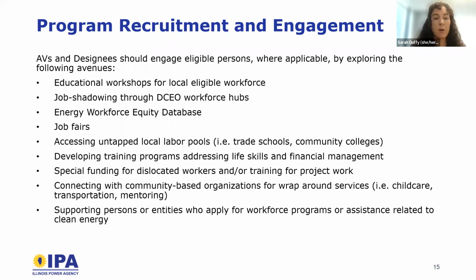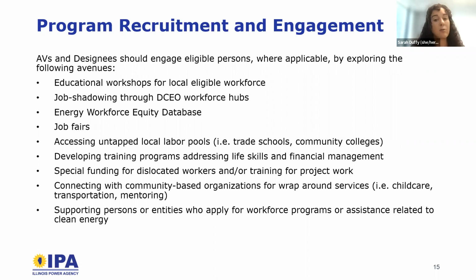So these are some recommended avenues for engaging potential equity eligible persons. These are things that we hope to see in compliance plans as methods that you plan to use to reach out to these potential employees. So things like educational workshops that are given locally for people in that particular workforce, using DCEO's workforce hubs to allow for job shadowing. Once the workforce equity database is fully fleshed out and launched, being sure that you're posting things on that and trying to contact equity eligible persons through that database.